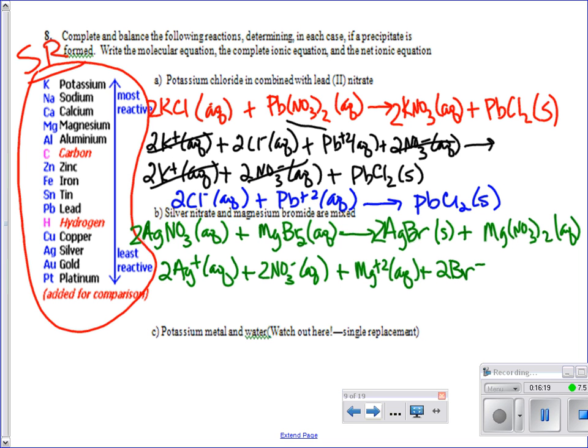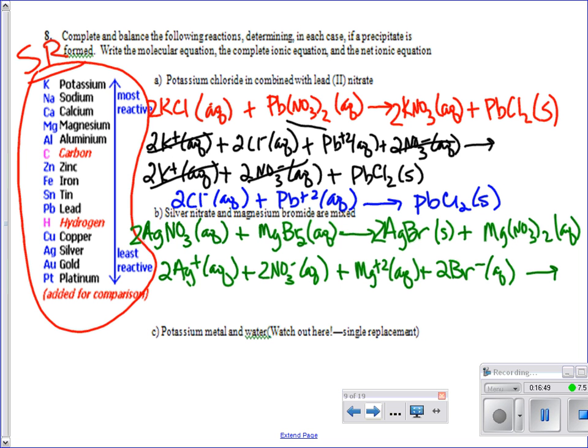Don't write Br2. Don't do it. Br2 is a liquid, and that's not what's happening here. Br is actually part of this lattice, and it's going to break into ions, okay? So we have 2 Br- ions. So those are my reactants. 2 Ag+. Oh, can I split that up? Nope. You'll have to stop me from going crazy.